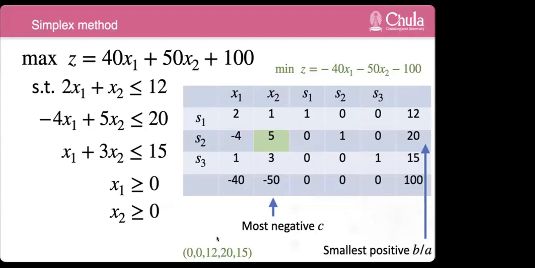You can think about it like this: now we are at the origin because we have only 2 original variables, x1 and x2, and they are both 0. So it's at the origin. And what about 12, 20, 15? These are the values of the slack variables.